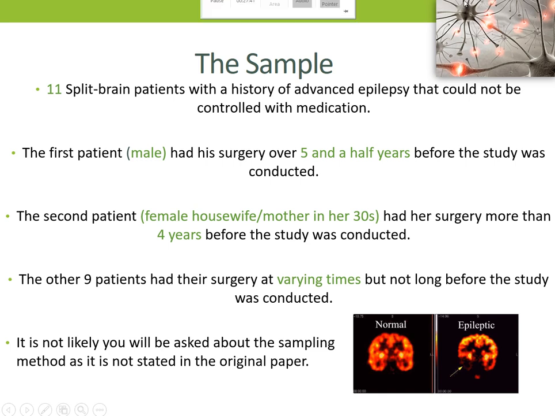Okay, so there's a few details that we know about some of the participants. The first one had his surgery over 5.5 years before the study was conducted. Whereas the second one was a female housewife and a mother in her 30s, and she'd had her surgery more than 4 years before the study was conducted. So they've had it for quite a while. Whereas the other 9 had their surgery at varying times, but not long before the study was conducted. So it could have been within the last 12 months, last 6 months.